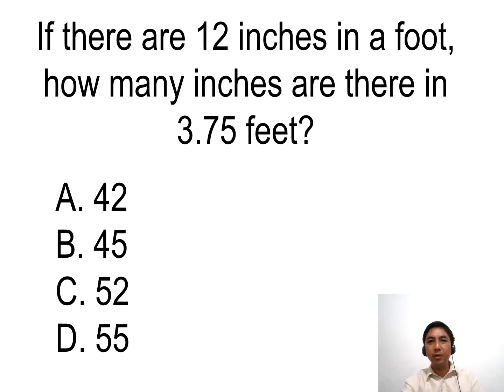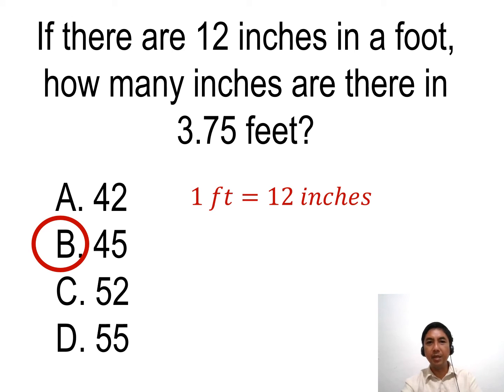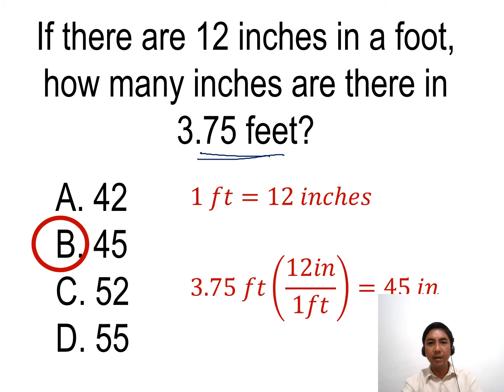If there are 12 inches in a foot, how many inches are there in 3.75 feet? Okay, so letter B is the answer. We have 45. So again, sabi dito, 1 foot is equivalent to 12 inches. So to convert this to inches, 3.75 feet, i-multiply mo lang yan by 12 inches divided by 1 foot.